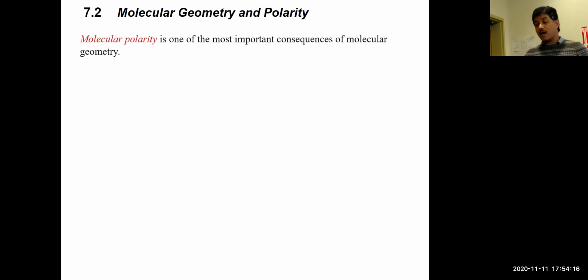Molecular geometry has a huge application in determining the molecular polarity, because the shape of the molecule is going to help us determine if the molecule is going to stay polar, even with the polar bonds, or not stay polar, even with the polar bonds.